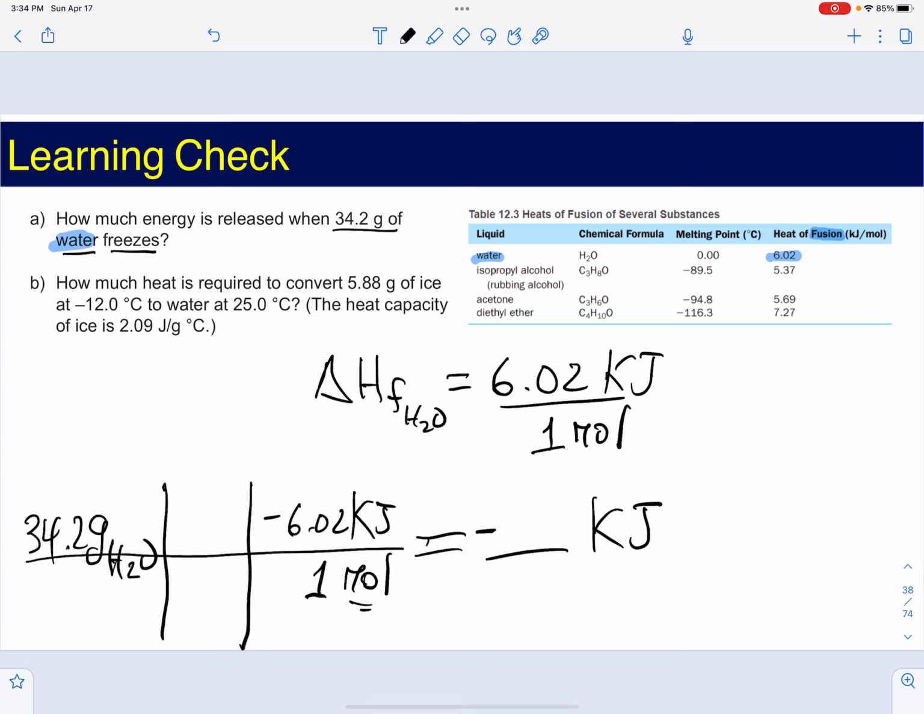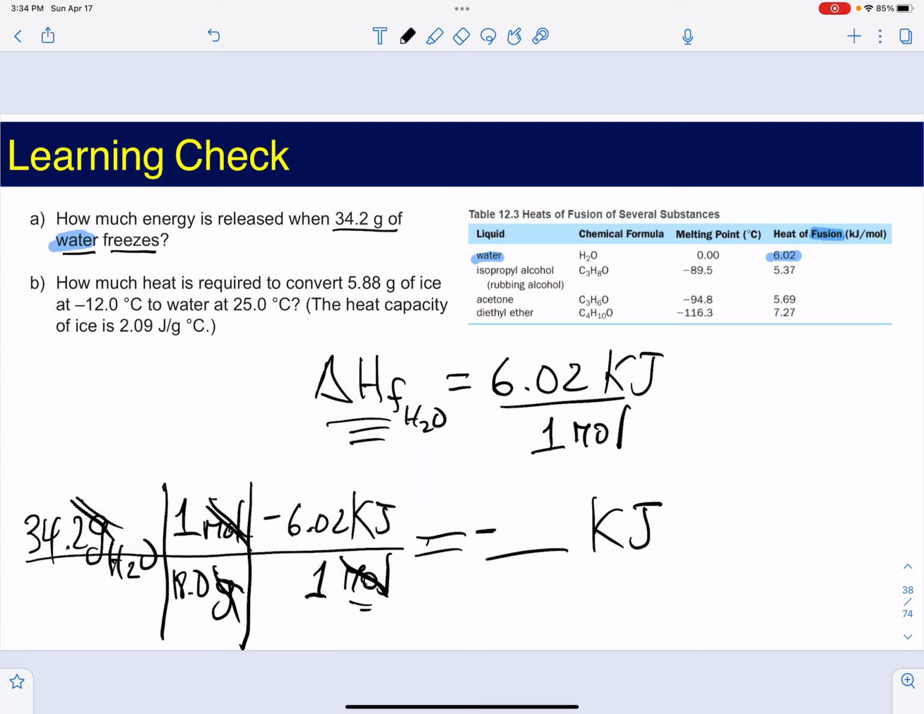Since we have moles, we're going to have moles in here so we can cancel them. And we're going to have the grams in there, so we're going to need the molar mass. Since we're talking about water, 1 mole of water equals 18.0 grams. So the grams cancel with the grams, the moles cancel with the moles, and since we're using the enthalpy of fusion, for water it's going to be 6.02 kilojoules. So for us to be able to freeze 32.2 grams of water, this much energy is going to be released.